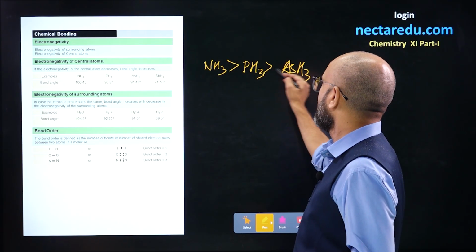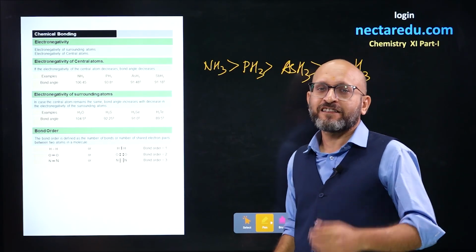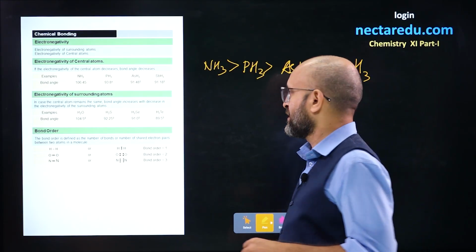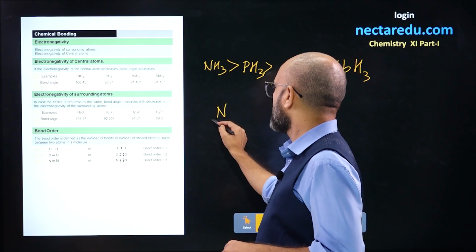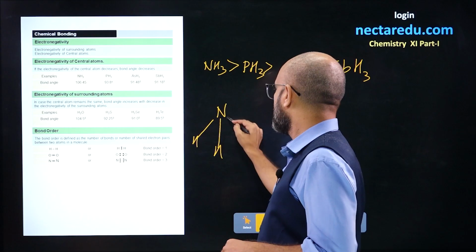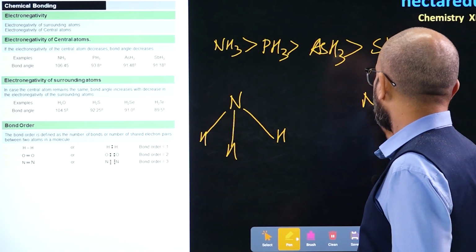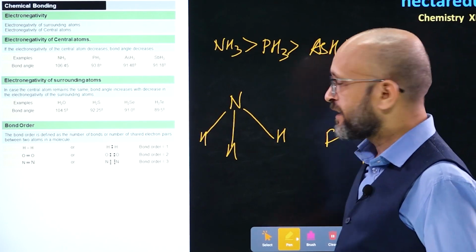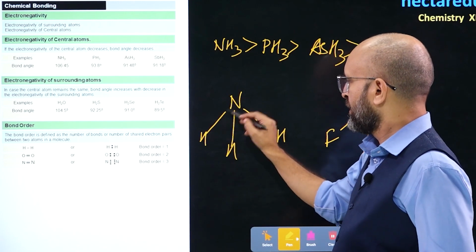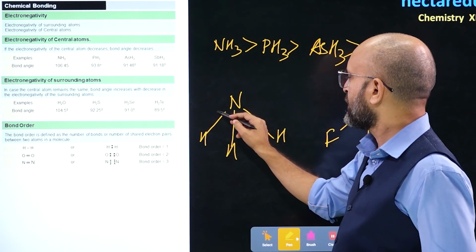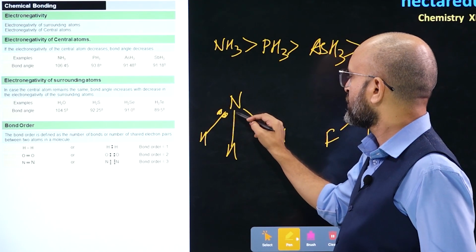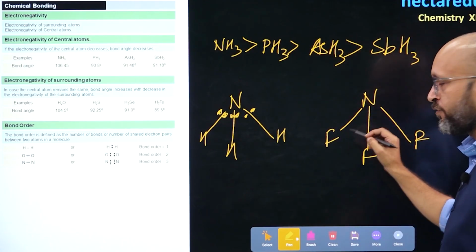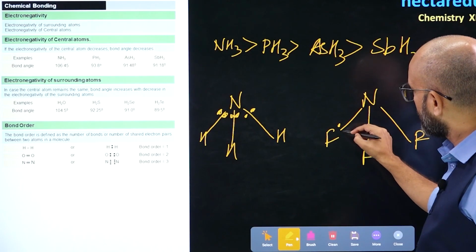That is it, done. Now, we will take another example where your central atom remains same, only the surrounding atom changes. So, let us see. If I take an example of NH3 with NF3, electronegativity of surrounding atom is increasing. In N and H, more electronegative is N, so electrons of the bond will be towards N. In this, fluorine is more electronegative, so electrons are towards fluorine.